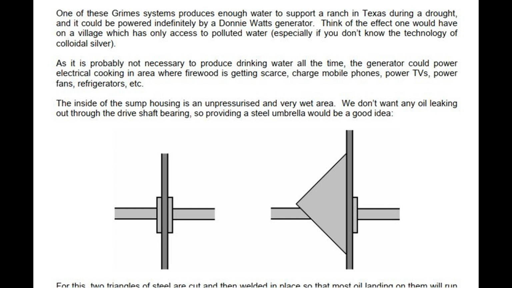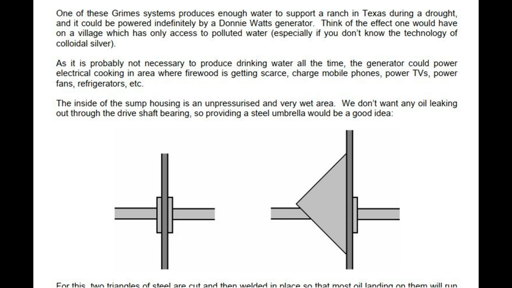Think of the effect one would have on a village which has only access to polluted water, especially if you don't know the technology of colloidal silver. As it is probably not necessary to produce drinking water all the time, the generator could power electrical cooking in areas where firewood is getting scarce, charge mobile phones, power TVs, power fans, refrigerators, etc.